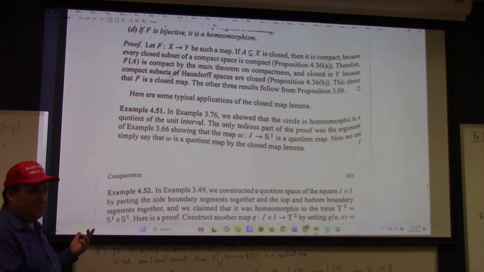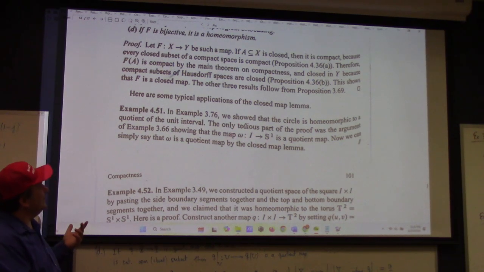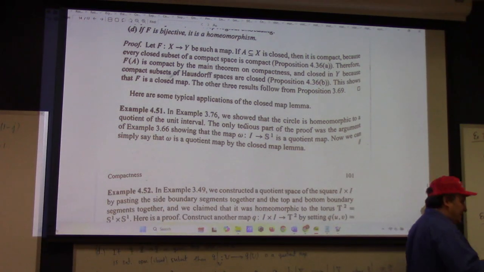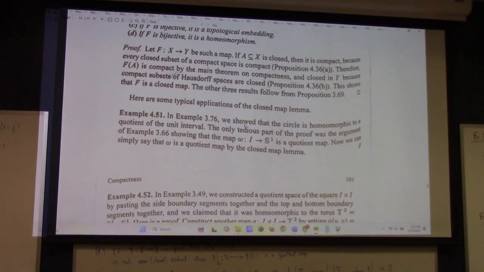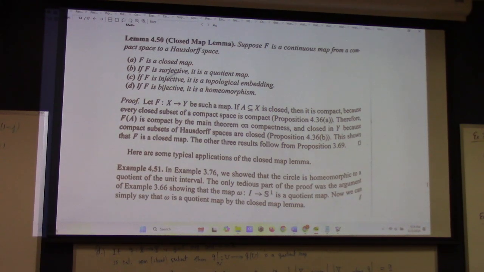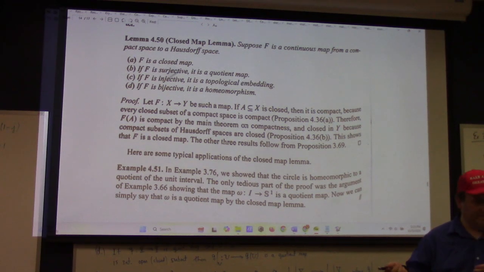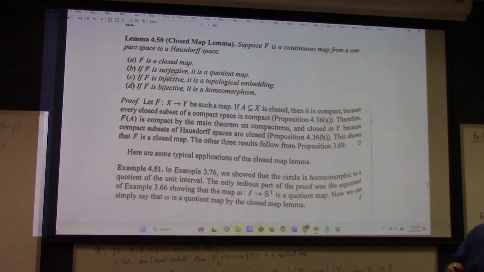So by the closed map lemma, this is a what? So we have a surjection, right? Let's go back up to the thing again. A continuous map from a compact space to a Hausdorff space. The circle is a Hausdorff space. You can separate any 2 points on the circle with open neighborhoods if those 2 points are disjoint. And the unit interval is compact, so if f is surjective, it's a quotient map. But omega was surjective, so it's a quotient map.